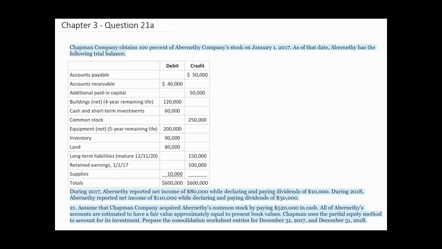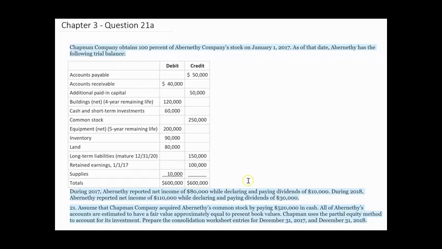Chapman Company obtained 100% of Apple Company's stock on January the 1st, 2017. As of that date, Apple has the following trial balance. So now we know Chapman Company is the parent company and Apple Company is the subsidiary company. And because the parent company obtained 100% of the subsidiary company, that means it has 100% control of the subsidiary company.